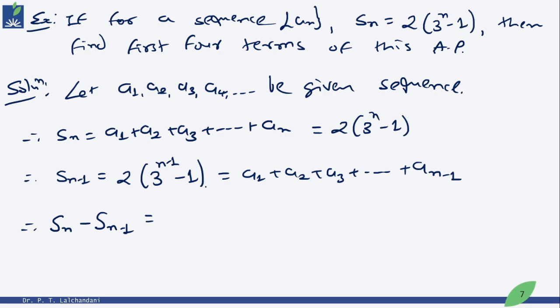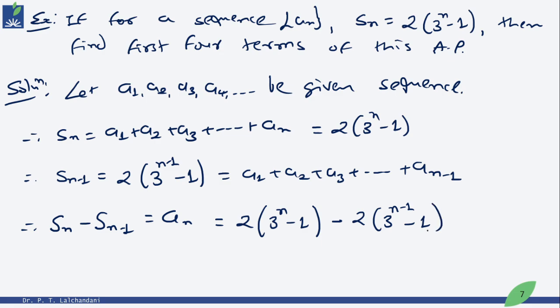Sn minus Sn minus 1, and we know that this is nothing but an. I'm directly writing down an, and you know how. A1 plus a2 plus a3 plus up to an minus a1 minus a2 minus a3 up to minus an minus 1. All these terms will get cancelled out, only an will remain. This is equal to, what is Sn first of all? It is 2 times 3 raised to n minus 1, minus Sn minus 1, and Sn minus 1 is this one, 2 times 3 raised to n minus 1, minus 1.